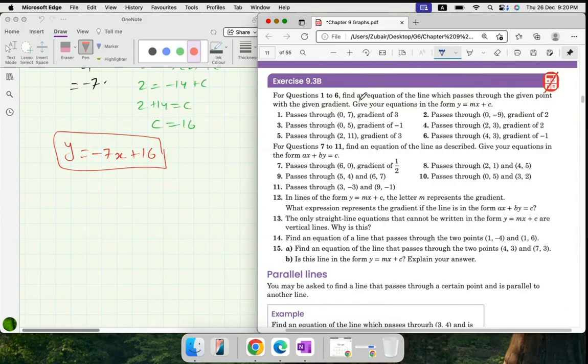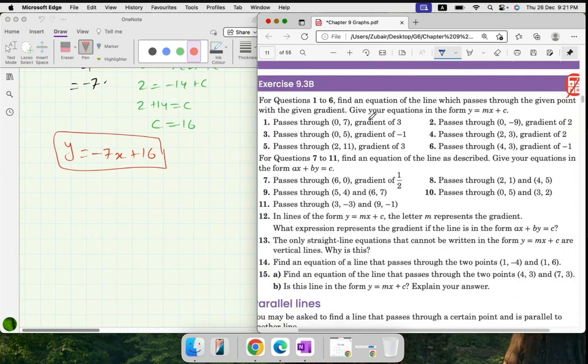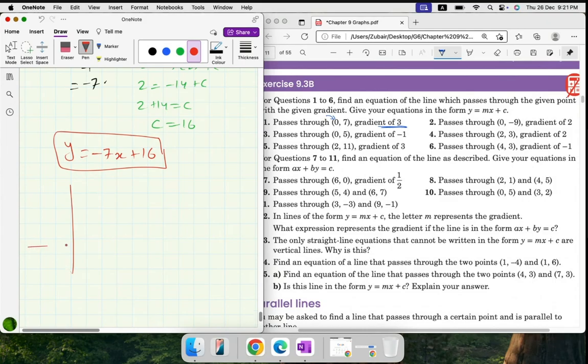For questions 1 to 6, find an equation of the line which passes through the given point with the given gradient. Give your equations in this form. If we look at the first question, gradient is given clearly, which is 3. Sometimes a coordinate is given and we can substitute in y equals mx plus c to find c. But if you see x is 0, at x 0, y is 7, that actually means this is the y-intercept. x 0, y 7 means it is intersecting the y-axis at 7.